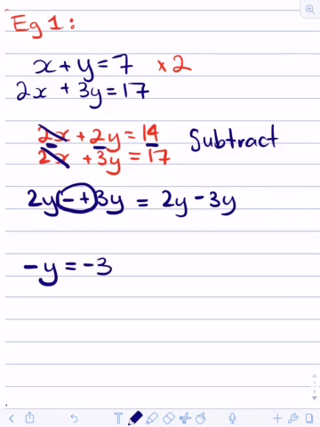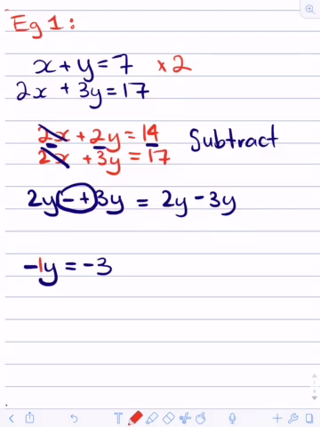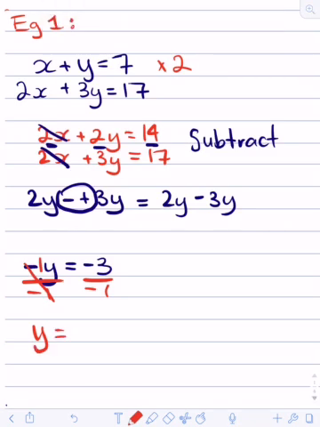Now we know in order to get y by itself, I have a negative 1 here. So I'm going to write negative 1. That's the same as minus 1 times y. So the opposite of minus 1 times y is to divide both sides by negative 1. And here we see y equals 3. So I found the value of y.